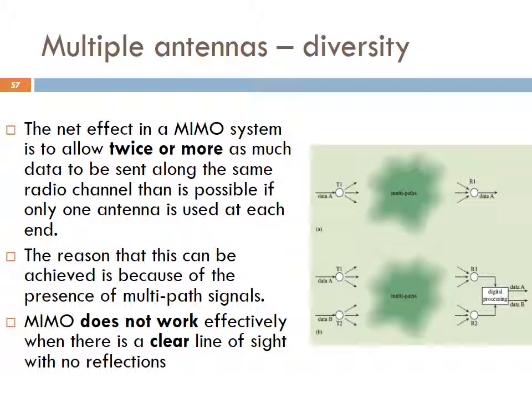And in the following scenario, we have 2x2 MIMO, since we are using two transmitting antennas and two receiving antennas. Basically, the net effect in a MIMO system is to allow twice or more as much data to be sent along the same radio channel, as we have said, than is possible if only one antenna is used at each end. The reason that this can be achieved is because of the presence of multipath. MIMO does not work effectively when there is a clear line of sight, of course, because the signals will interfere with each other because they are using the same channel.